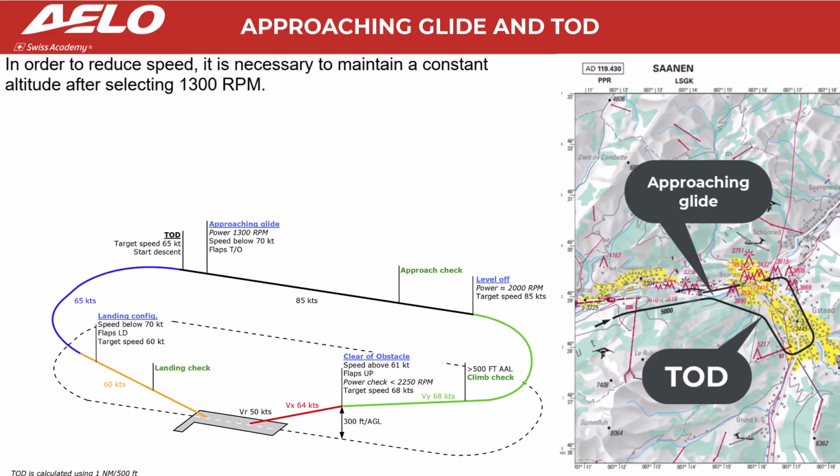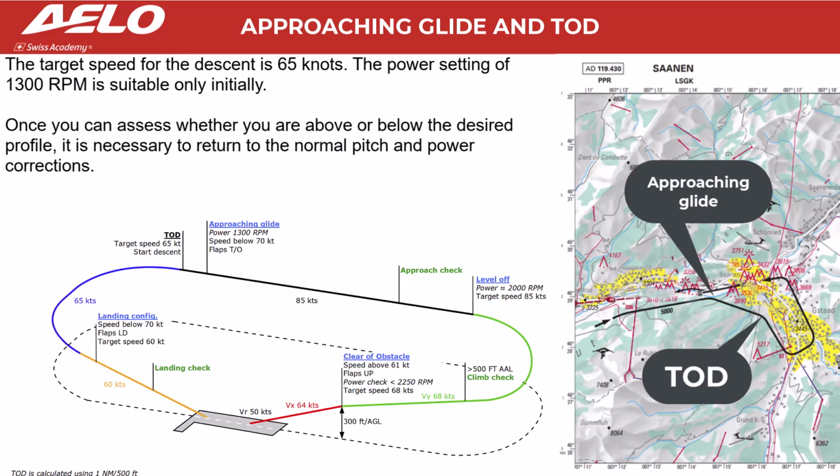In order to reduce speed, it is necessary to maintain a constant altitude after selecting 1,300 RPM. The target speed for the descent is 65 knots. The power setting of 1,300 RPM is suitable only initially. Once you can assess whether you are above or below the desired profile, it is necessary to return to the normal pitch and power corrections.